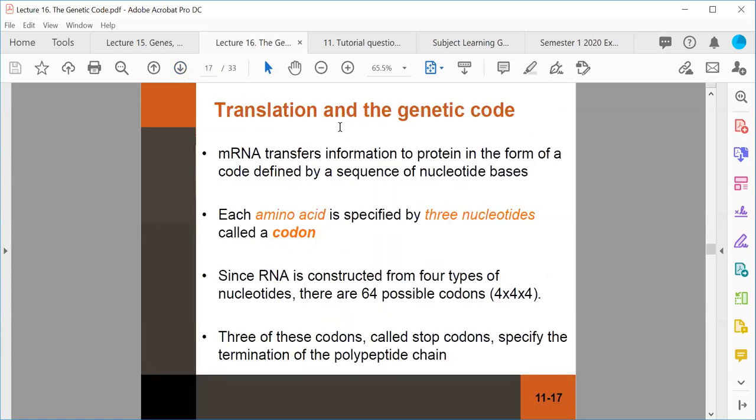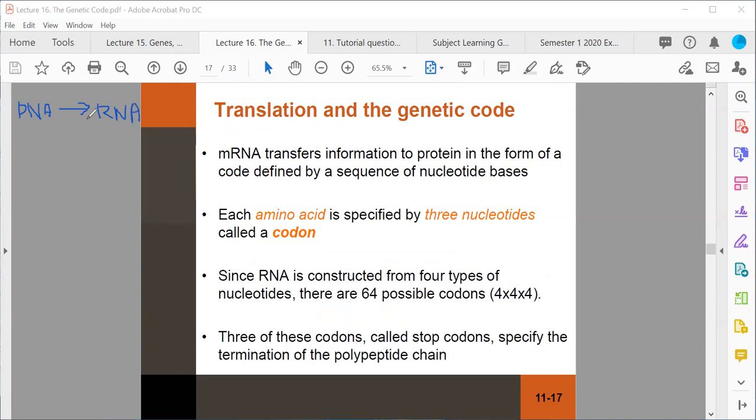All right, so now we move on to translation. So, excuse me, does anyone need a break before we go on? I know this is pretty heavy.